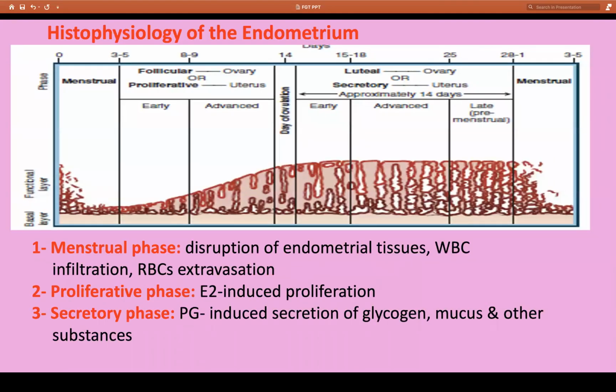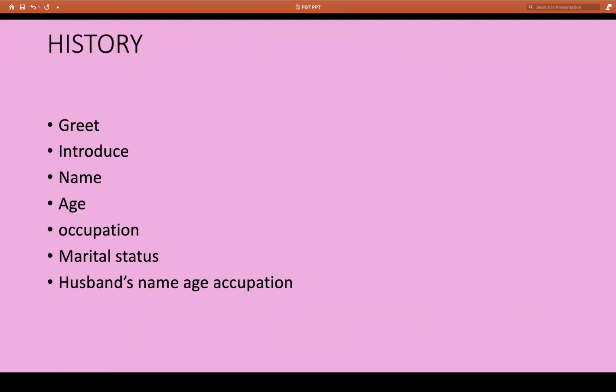So now the endometrial cycle. In the menstrual phase, there is disruption of endometrial tissues, WBC infiltration, and RBC extravasation. In the proliferative phase, there is estrogen-induced proliferation. In the secretory phase, there is progesterone-induced secretion of glycogen, mucus, and other substances.